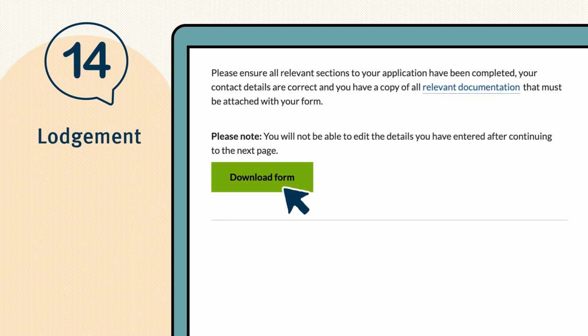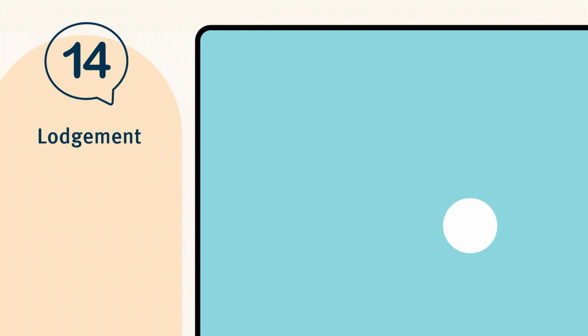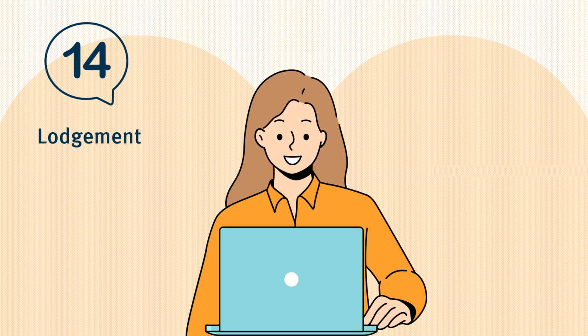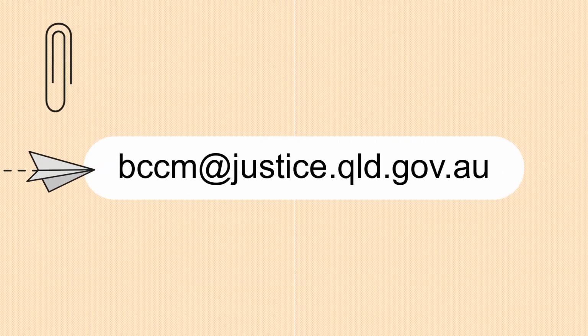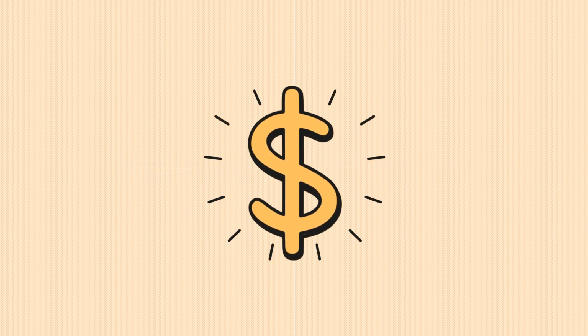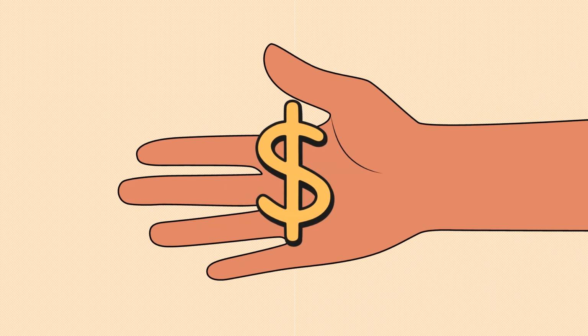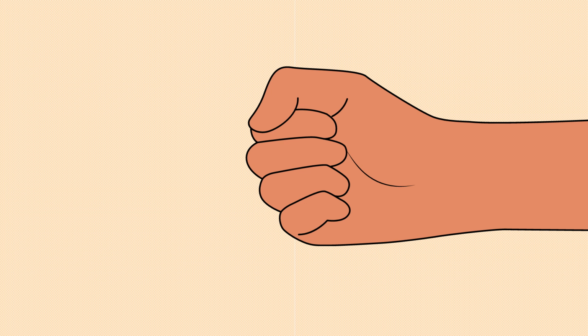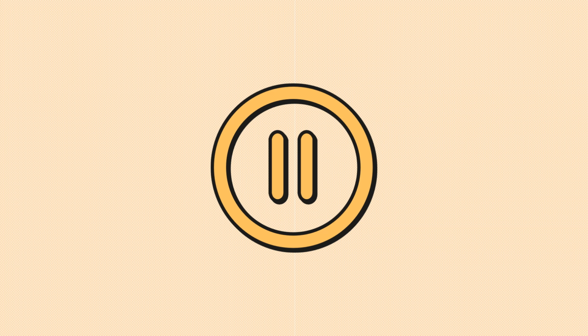Once you have successfully completed the application form, you need to download and save it. Review the information entered, then email the application with all referenced documents attached to bccm@justice.qld.gov.au. And lastly, pay the application fee. Visit our website for current fees and payment instructions. Once your application is lodged and the fee has been paid, it will not be refunded. We will not progress your application until the fee has been paid.